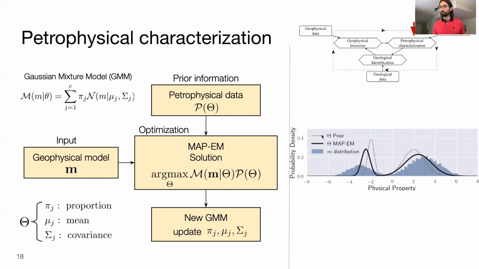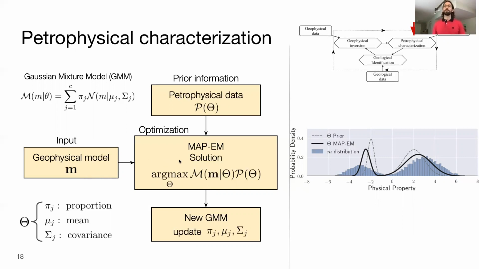I'm going to show you an application example soon, but basically what I want to do here is to be able to include prior information, for example, if you have physical property measurements from a lab, etc. So that's the prior information I have. But I also want to be able to include information from the geophysical inversion into characterizing the petrophysical characteristics. So I want to be able to learn a petrophysical distribution from both what I know from the lab, but also from the geophysical data itself.